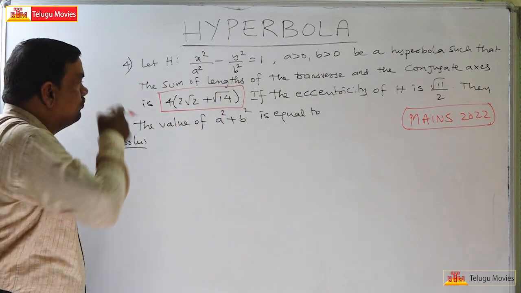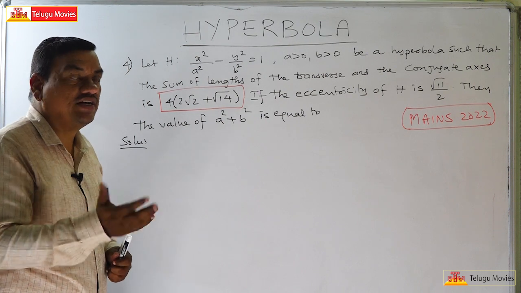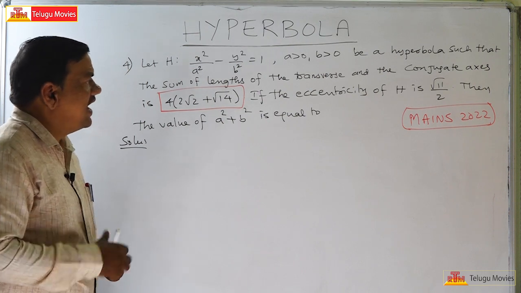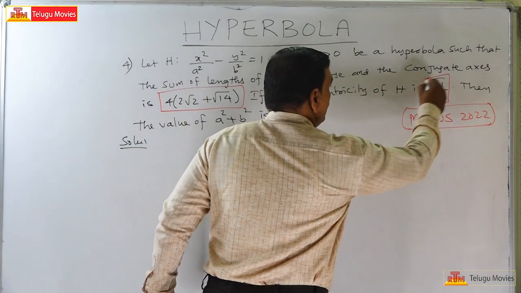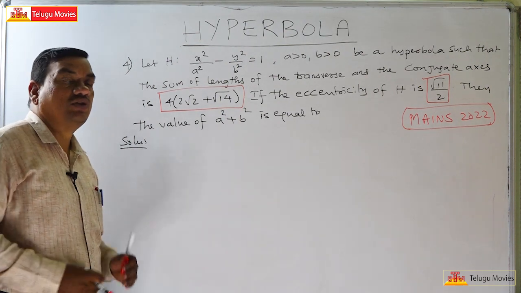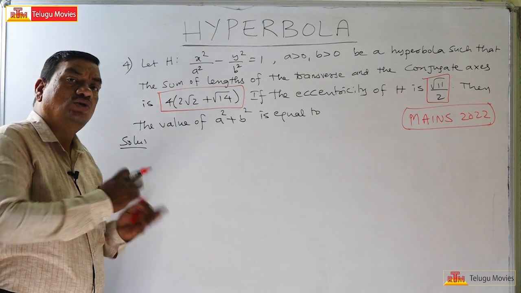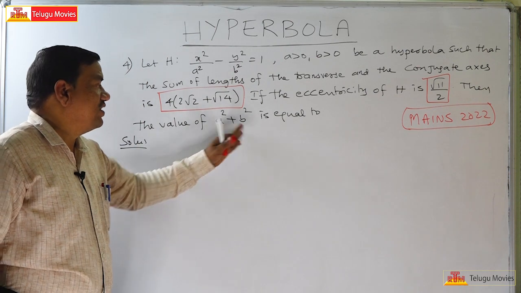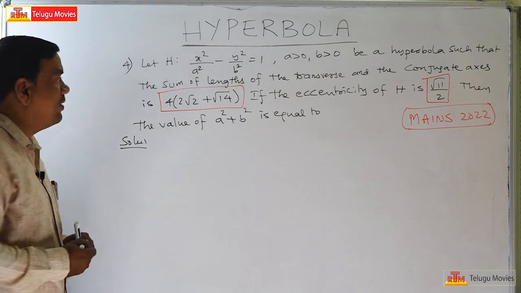So the sum of the lengths of the conjugate and transverse axis is given, and the eccentricity is also given, that is root 11 by 2. Then find the value of a square plus b square. So if you find out the a and b values, there are 2 hints given. Using those 2 hints, you have to find out the a value and b value. Okay. Now let us see the first hyperbola equation.